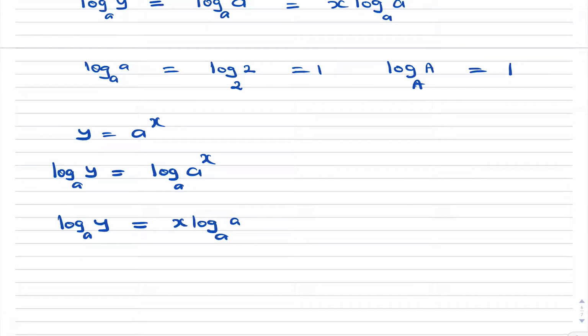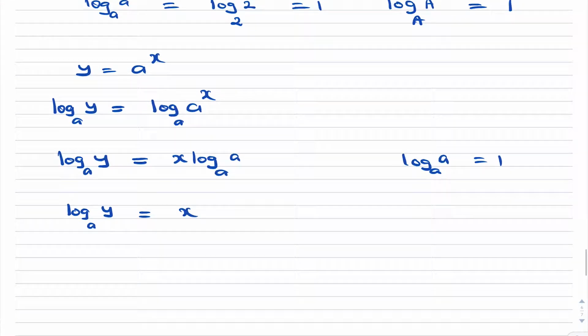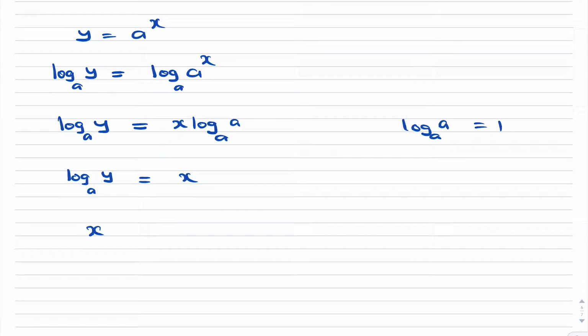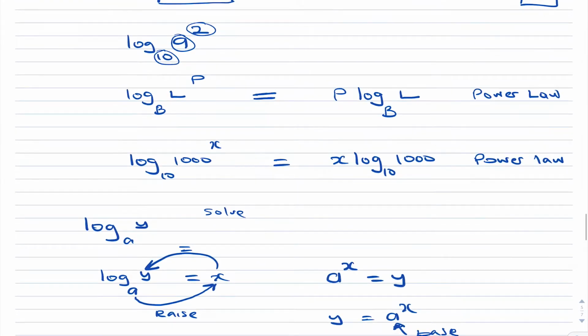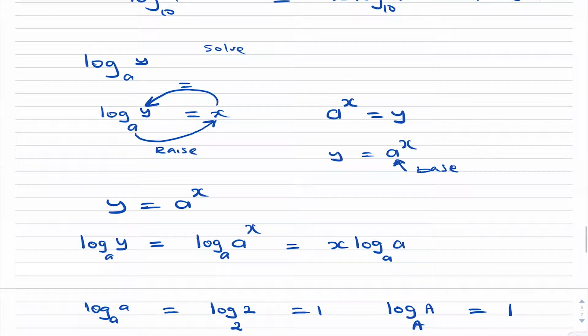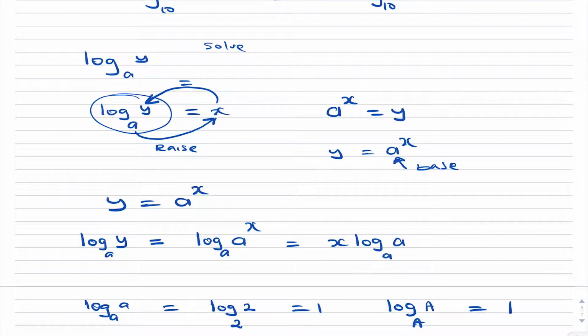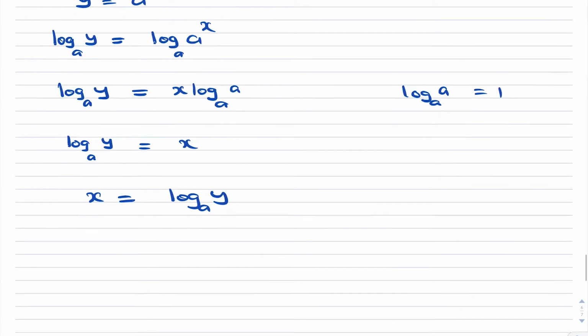We know what log base a of a is. Log of a to the base a is 1. Therefore, log base a of y equals 1 times x, which is x. So we can see now that x is equal to log base a of y, just like we had in the first instance when we were trying to transform that expression back into exponential function.